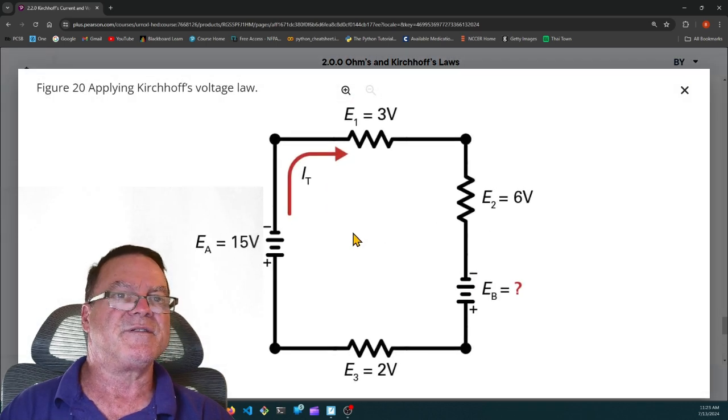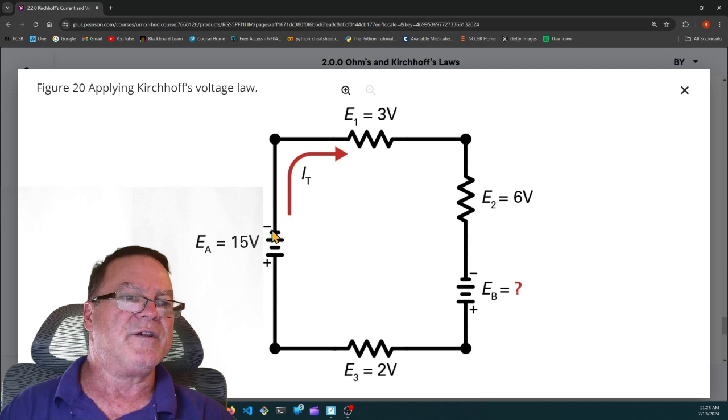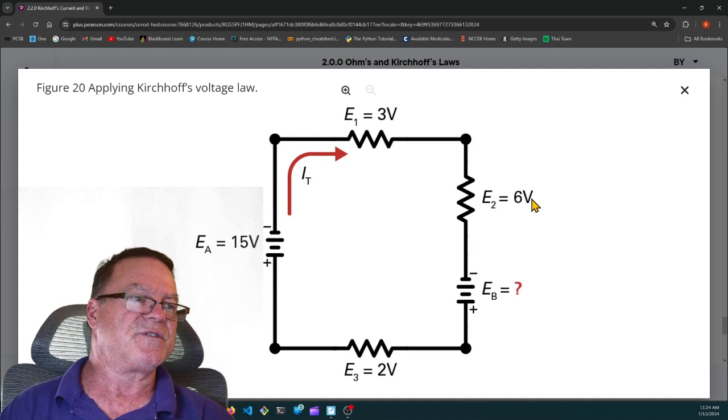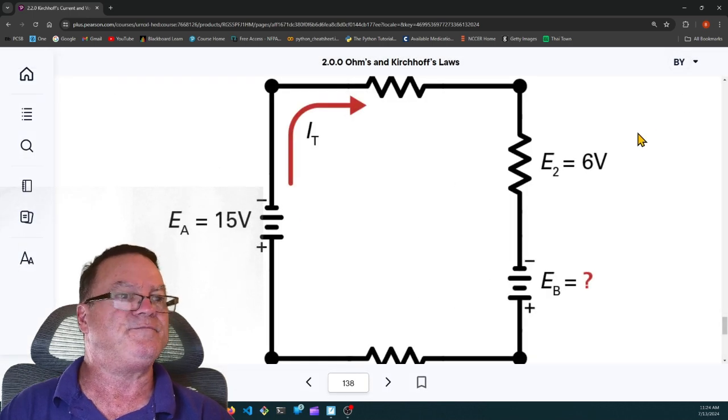Let me see if we can see this. There you go. So here's 15 volts, and we're coming around. We have 3 volts and 6 volts. That's 9 volts, plus 2 volts is 11 volts. 15 minus 11 equals 4. So this EB must be 4 volts. 3 volts, 6 volts is 9 volts, and 4 volts is 13 volts. 2 volts is 15 volts. Minus 15 equals 0.